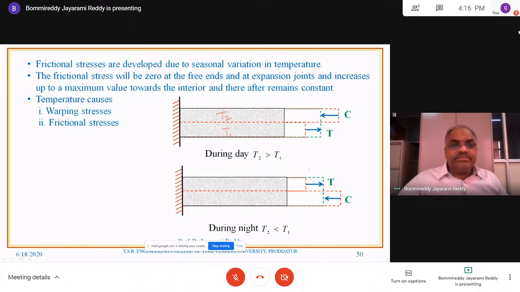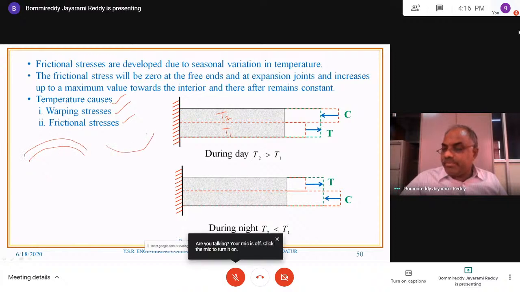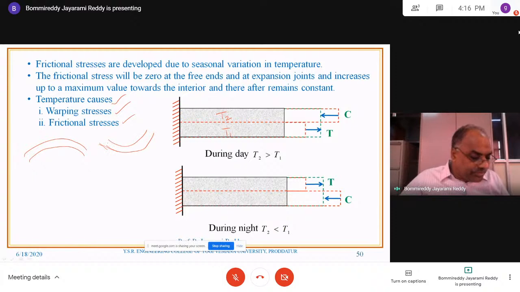So in general, because of the temperature, two different types of stresses are induced. One is warping stresses. Another one is frictional stresses. Warping stresses are induced because of the warping of the slab. So by warping of the slab in these two directions, the stresses induced in it are called the warping stresses.